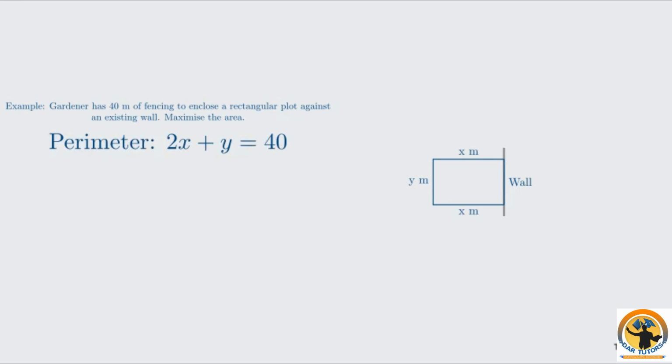We want to maximize the area, A. The area of a rectangle is length times width. So the area is x times y. We now have two equations. To find the maximum area using our quadratic formula, we need to express the area A as a function of a single variable, either x or y. It's easier to eliminate y.